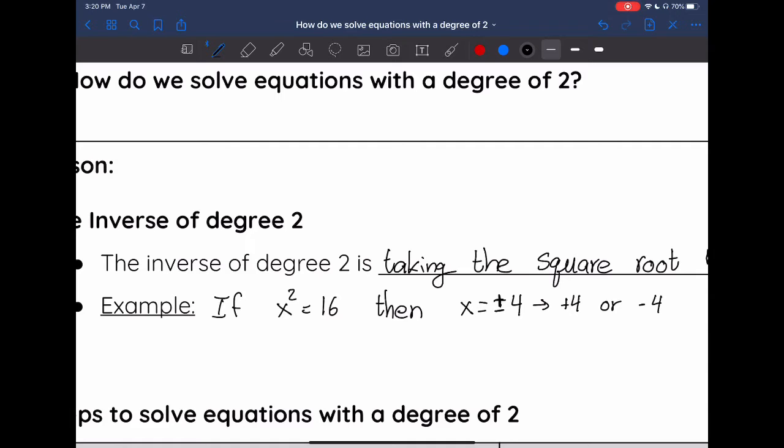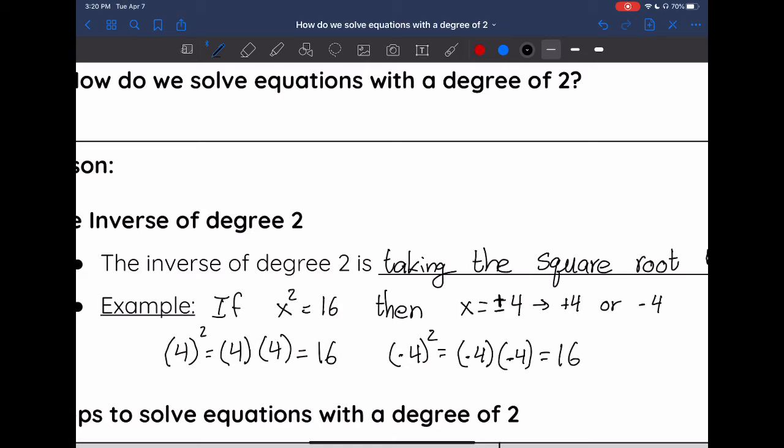Why does that happen? Because if I try to check with positive 4, let's try and plug that in. So I have 4 squared is equal to 4 times 4 if I expand out 4 squared. 4 times 4 I know is equal to 16, so that one works. Let's try with a negative. So if I plug negative 4 into my equation, negative 4 squared is equal to negative 4 times negative 4, which again equals 16 because negative times negative equals positive.